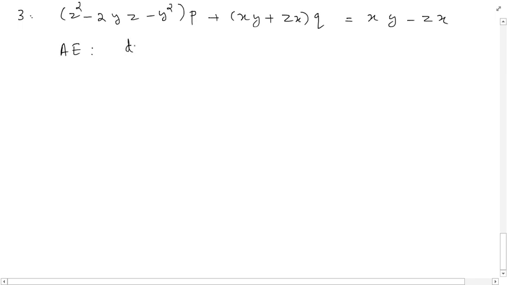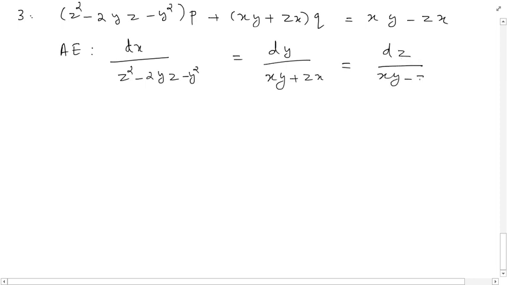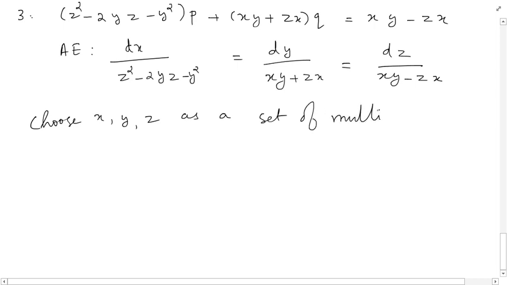When you identify the given partial differential equation as a Lagrange equation, the immediate step is writing the auxiliary equation. Here the auxiliary equations are dx by (z square minus 2yz minus y square) equal to dy by (xy plus zx) equal to dz by (xy minus zx). In this case, we can observe that x, y, z is a set of multipliers. So choose x, y, z as the set of multipliers.